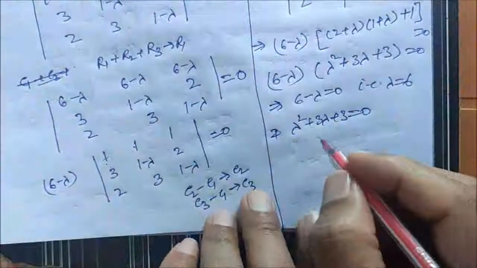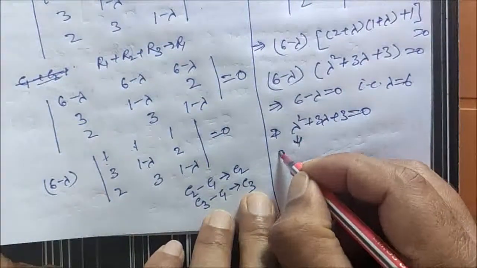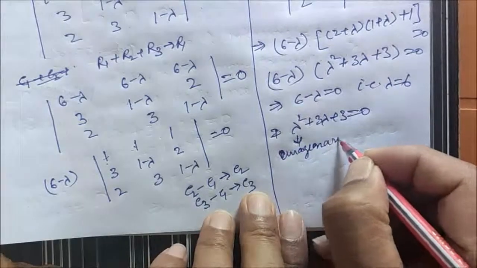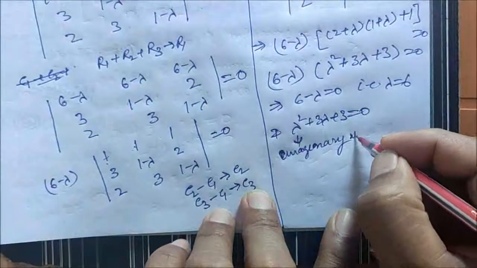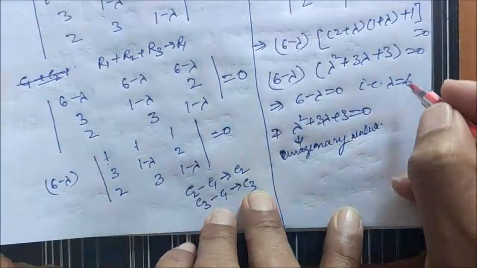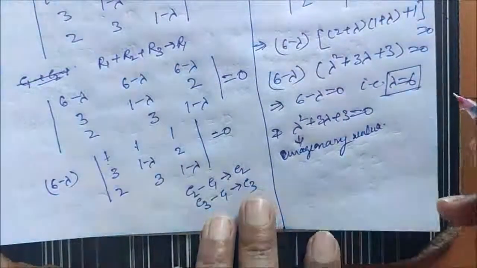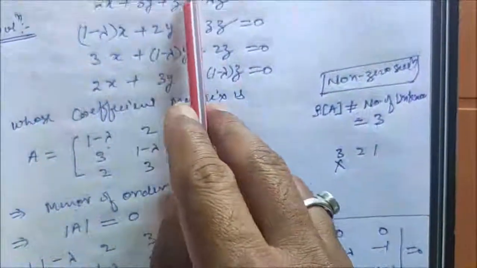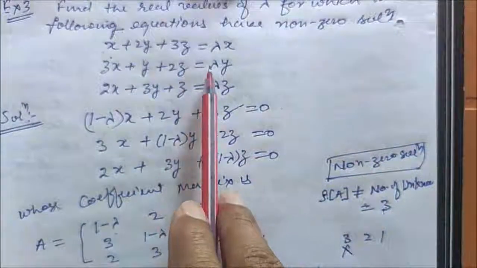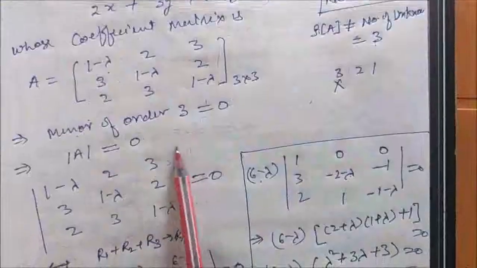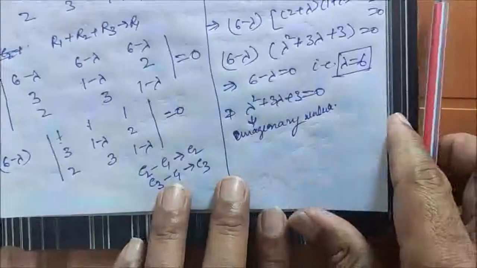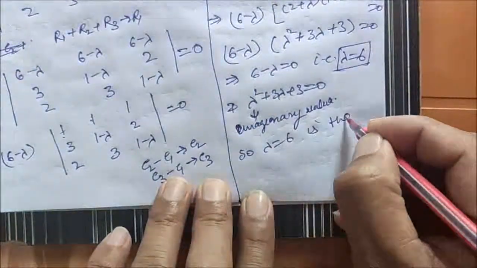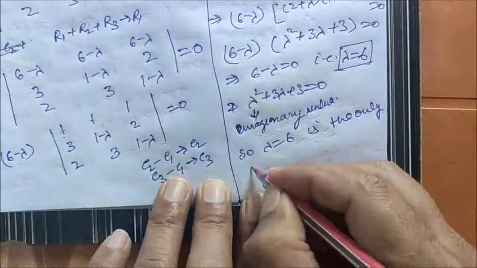Now you see that this quadratic equation gives imaginary values. So lambda equal to 6 is the only real value for which the given system of linear equations has a non-zero solution. So the only real value is lambda equal to 6.